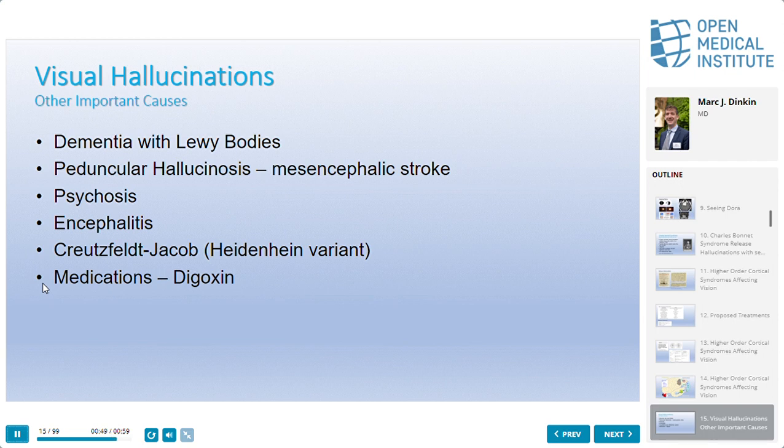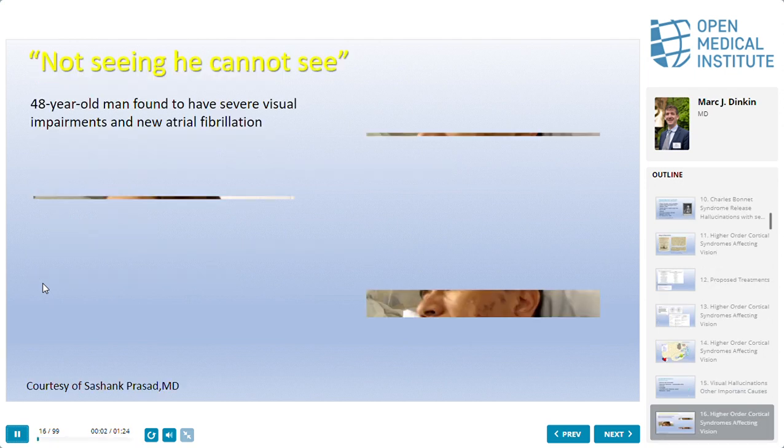And other things. Anyone ever see Creutzfeldt-Jakob disease? Prion disease? Very terrible disease from prions. The Heidenhain variant can have visual hallucinations. Let's go to our next case. So if we can click on the video.